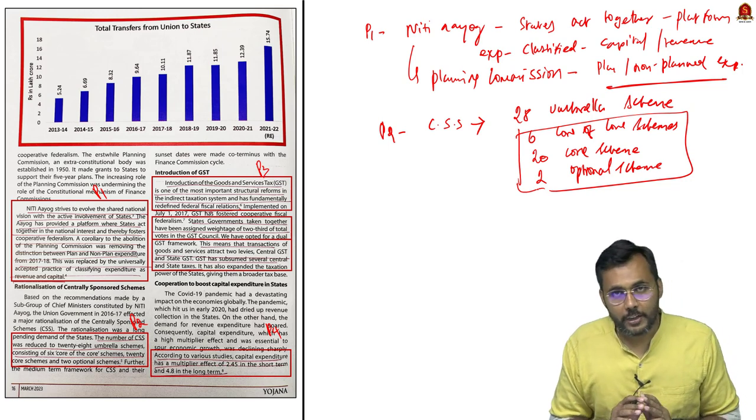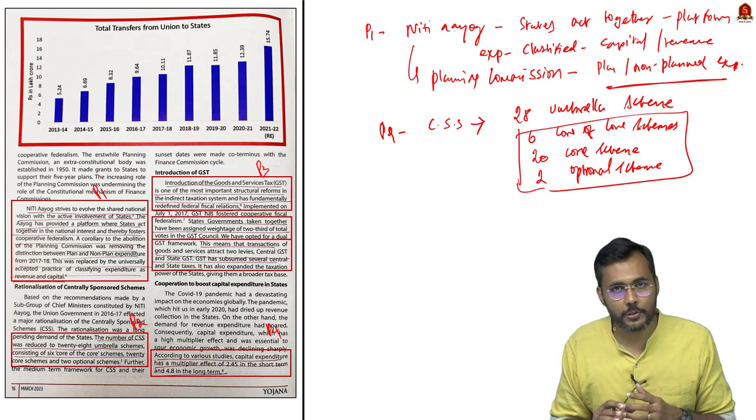What is the advantage of reducing this? More money is given to the state governments. Under the centrally sponsored schemes, whenever the Union government wants to give them money, they attach a lot of conditions, which cannot be equated across all the states, because every state is unique.